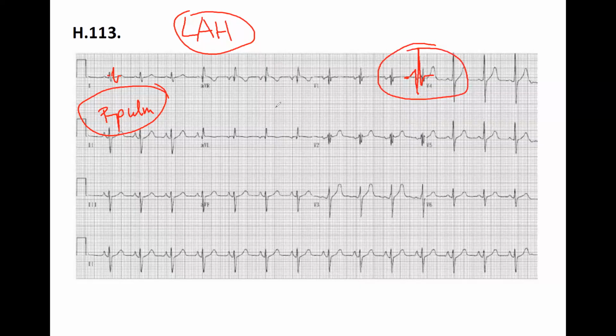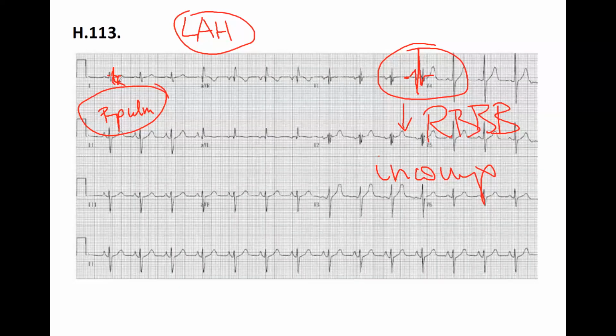Well, this pattern, the RSR, indicates a right bundle branch block. And because it's not wide, this is an incomplete one. Very similarly, you can see the wider S wave, for example, on the left side. So that can support a diagnosis of a right bundle branch block and a left anterior hemiblock together, which is a bifascicular block.